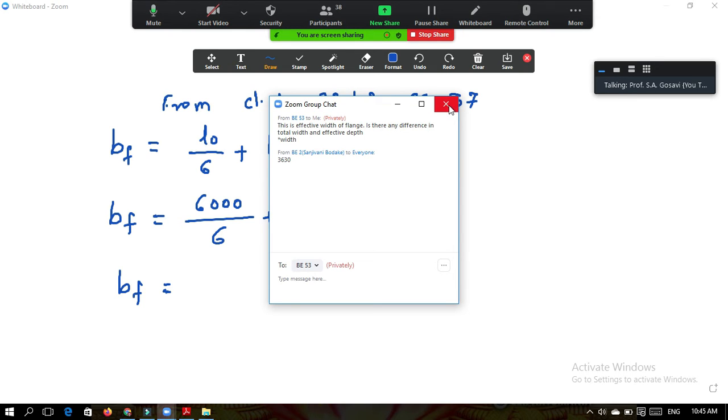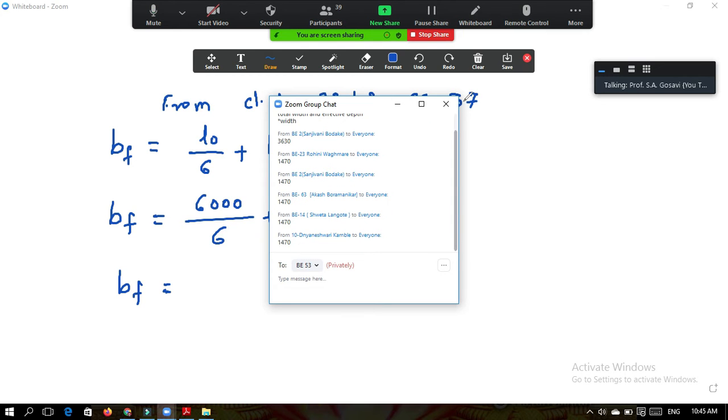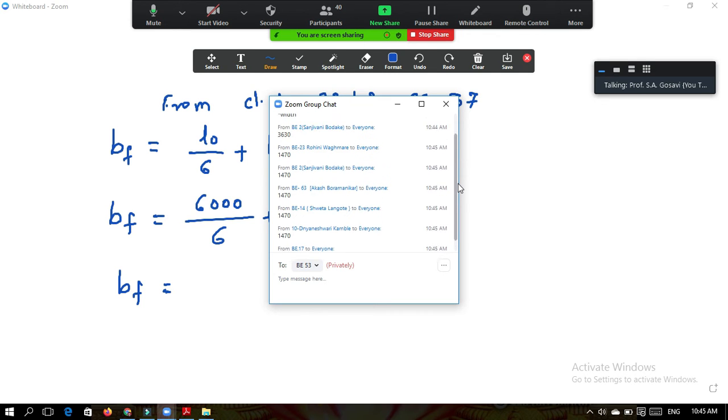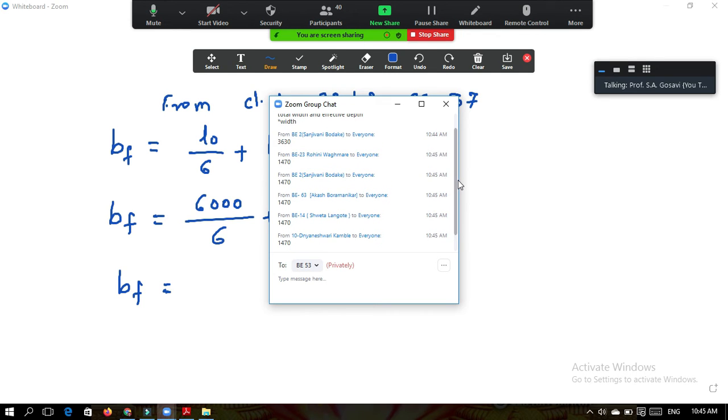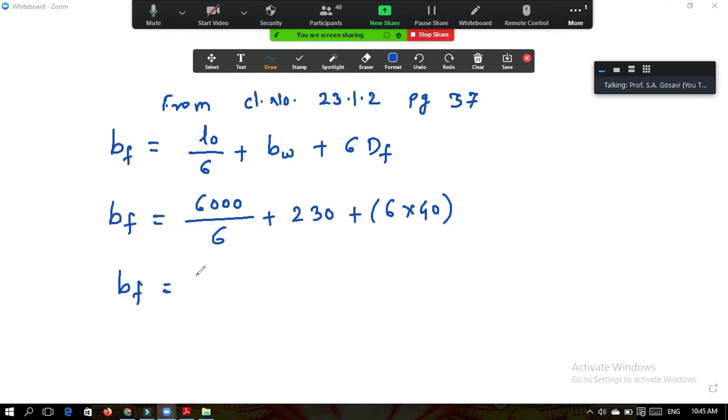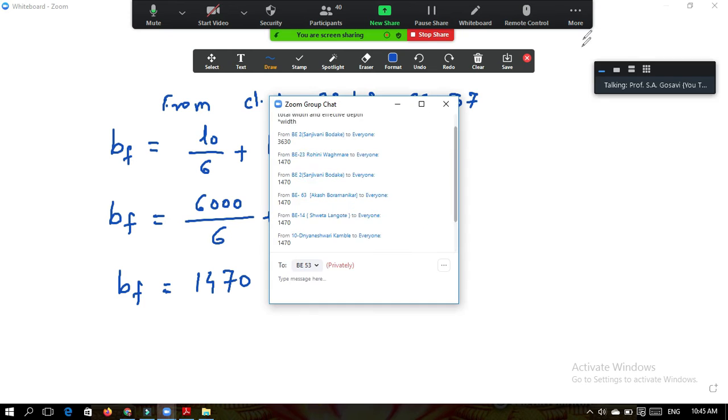Effective width means center to center distance. As you are seeing, the flange means it is a slab. And your flange width will be the center to center distance between the slabs, from the center of one slab to the center of another slab. So 3630 is the right answer, or 1470? 1470 is the right answer. Okay, 1470. This is our width of flange.